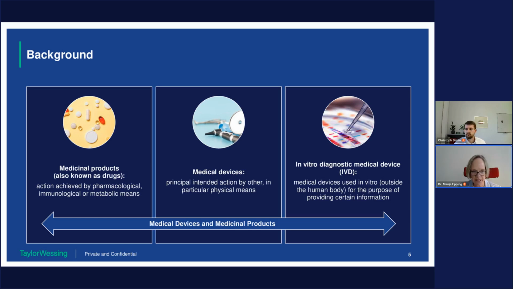Medicinal products are characterized by the fact that the action is achieved by either pharmacological or immunological or metabolic means. Medical devices are defined by a mode of action that is different from medicinal products, so just excluding those pharmacological, etc. actions. In most cases, the effect is achieved by physical means. The most simple example would be a patch that just covers a wound or part of the body.